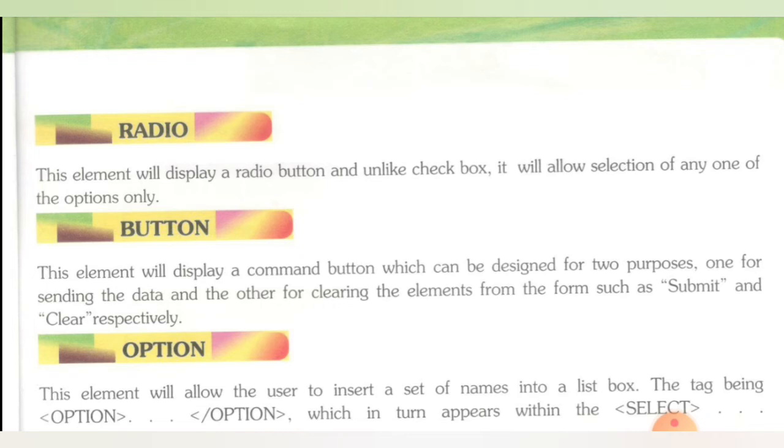This element will display a radio button, and unlike a checkbox, it will allow selection of any one of the options only. For example, choose the best answer, where for each question we have 4 options. From those 4 options you have to select any one option, only one is correct. That type of problem can be created by using radio buttons.